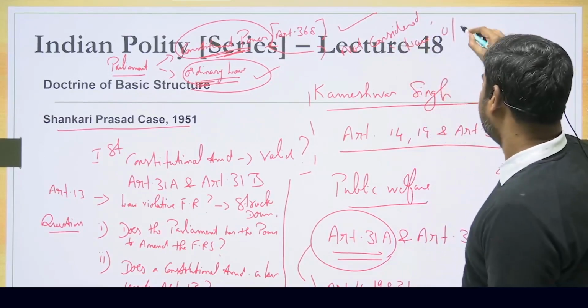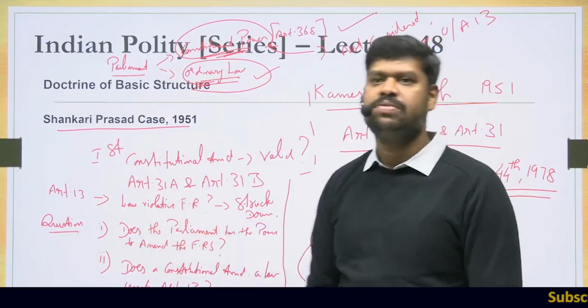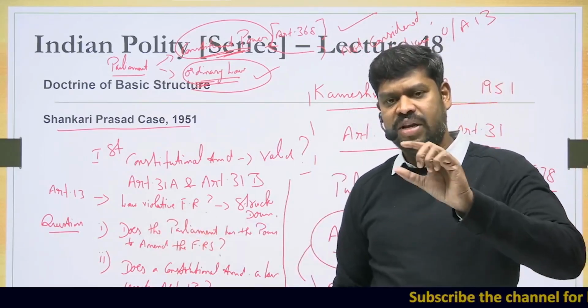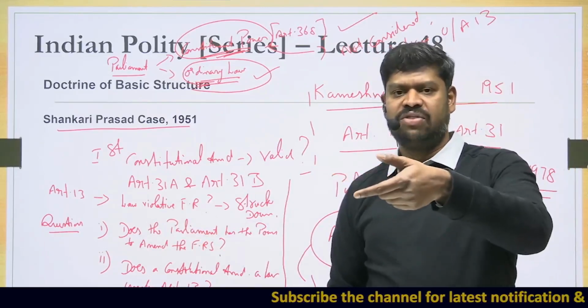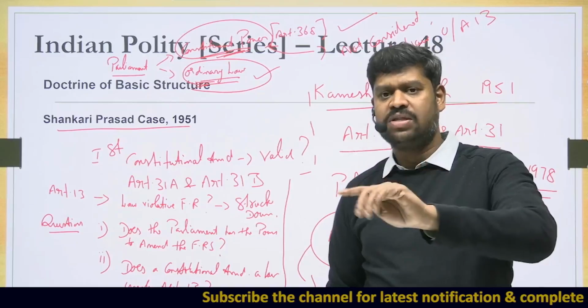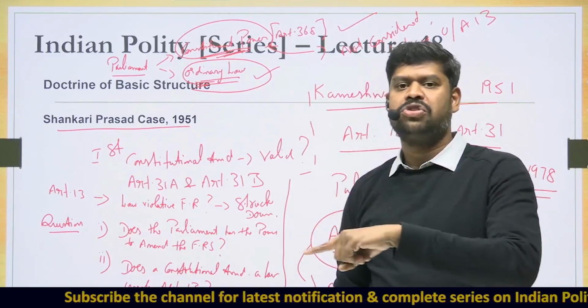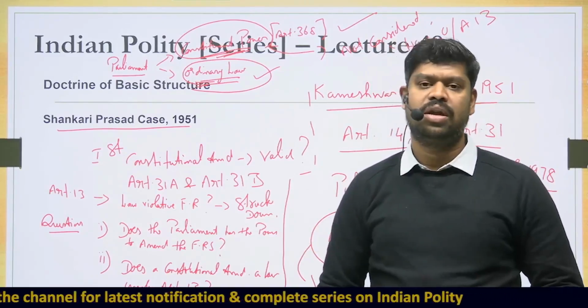Under Article 13, what is to be considered law is only the ordinary laws made under Article 13. So that means the Supreme Court is convinced that if any ordinary law is made, and by that law there is a violation of any fundamental right, those ordinary laws can be declared invalid under Article 13, but not a constitutional amendment, because a constitutional amendment is not to be considered law under Article 13.